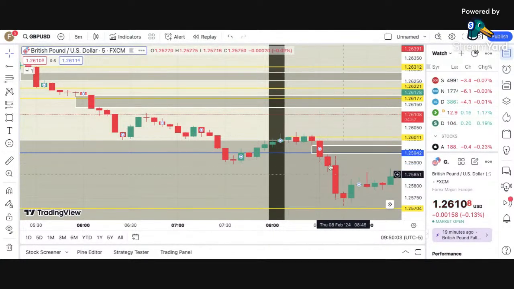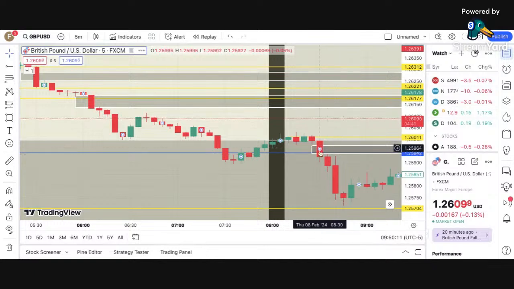Now, this wouldn't be one because look at this wick. It aligns with this one. So this is not a gap in the market, but this is.